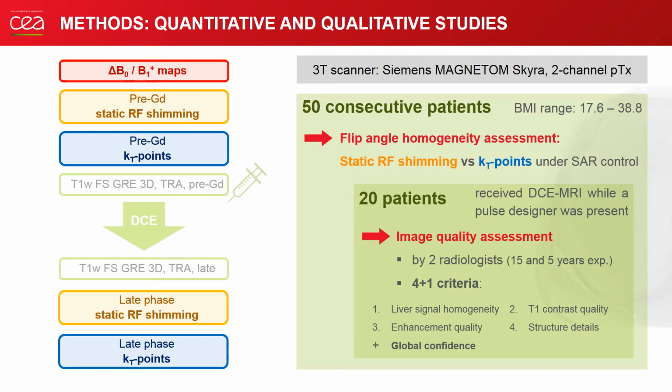Then 2 radiologists blindly graded image quality on a scale from 0 to 3 according to several criteria: liver signal homogeneity, T1 contrast quality, enhancement quality, structure details, and finally, a global confidence grade. Let's have a look at the results.